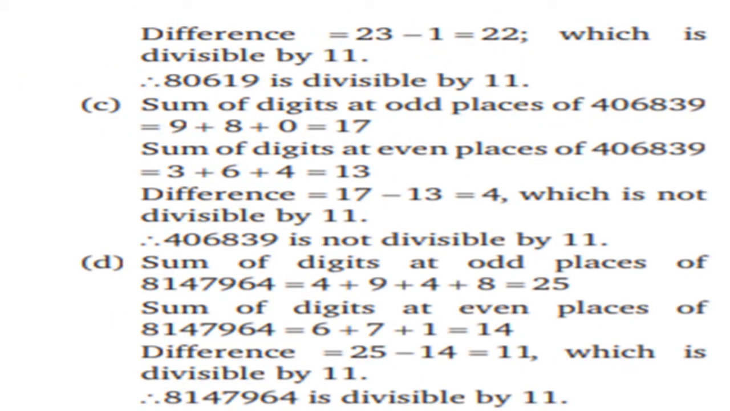A option is 2255. So firstly digits को plus करेंगे, 2 plus 2 plus 5 plus 5. So answer is 14. So 14 is not divisible by 3. Therefore 2255 is not divisible by 3. Now B part, 3060. So firstly digits को plus करेंगे. So our answer is 9. So 9 is divisible by 3. Therefore 3060 is divisible by 3. Similarly C and D part करेंगे.